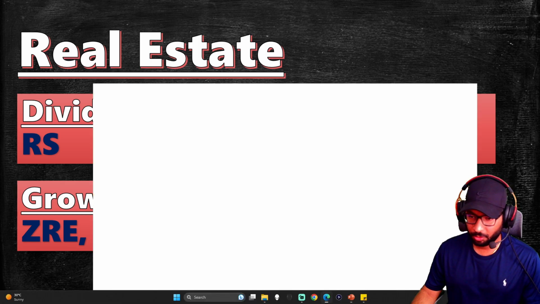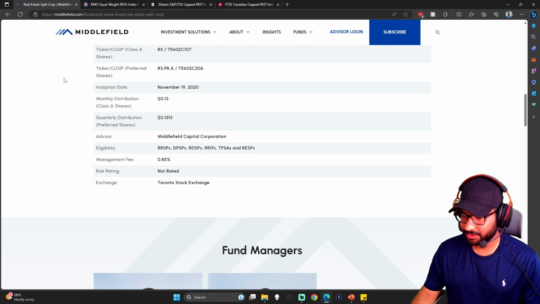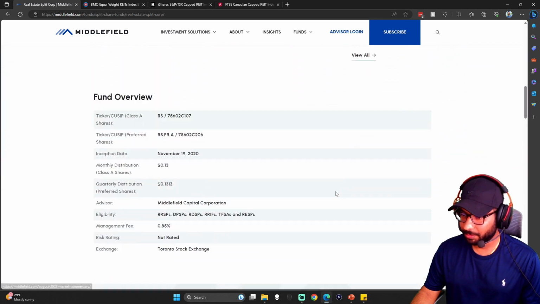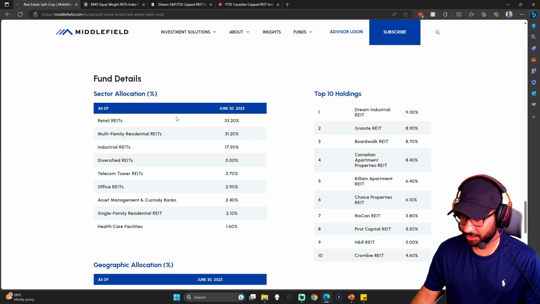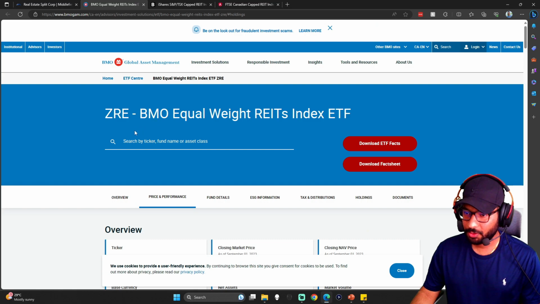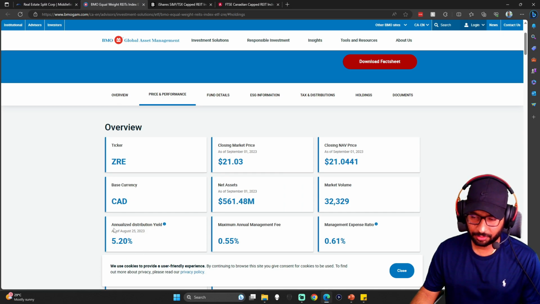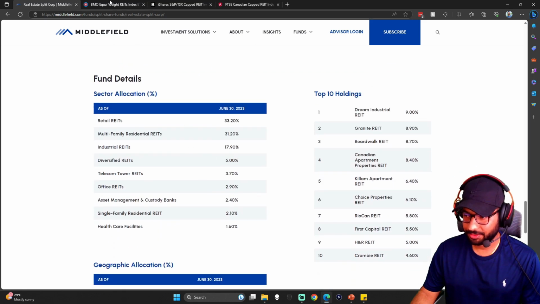So let me show you all four ETFs. This is the RS from Middlefield. If you really love passive income, the dividend income, you can have this ETF which contains multiple REITs. If you go down here, you will see all the REITs are here. And the same goes if you really like growth plus income, then you can go for this one. This also gives you around 5% yield. The first one gives you around 10 to 11%.